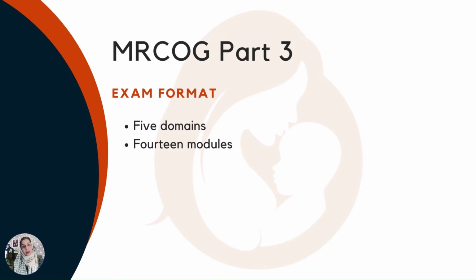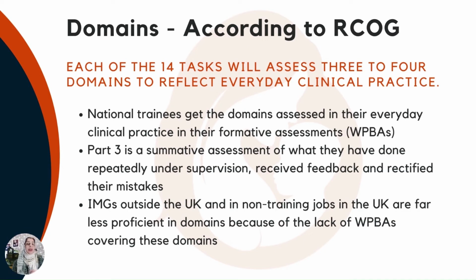We know that the Part 3 exam format comprises 5 domains that are assessed across 14 modules. The domains according to RCOG are 5, and each of the 14 tasks in the exam will assess 3 to 4 domains to reflect everyday clinical practice. And this is how it is defined on the RCOG website.